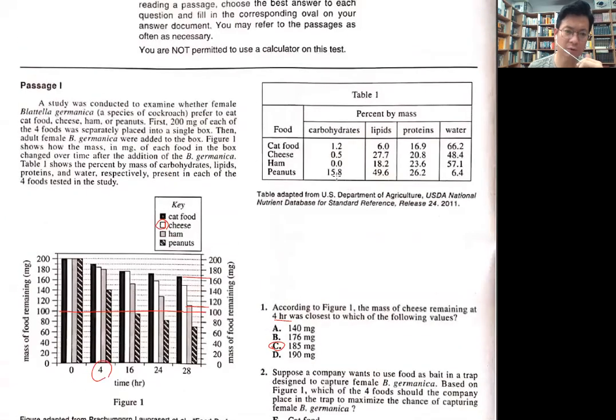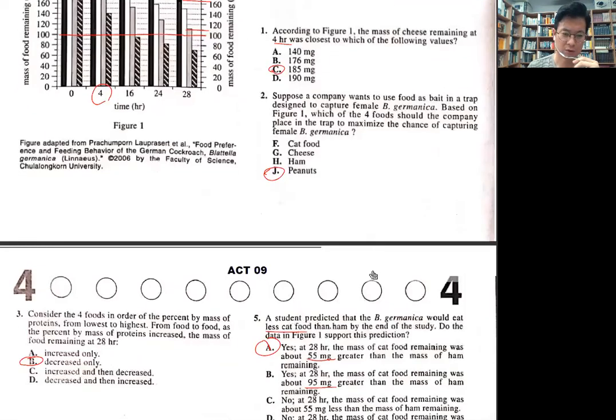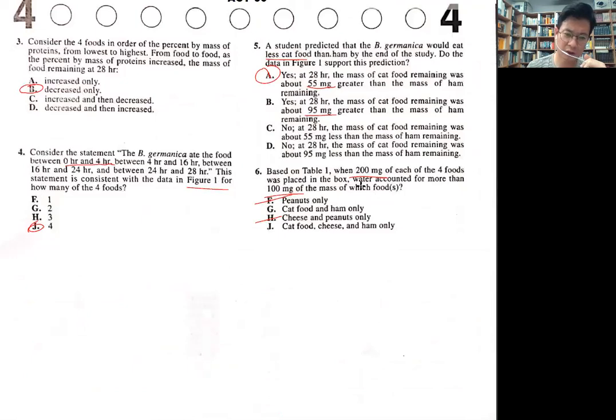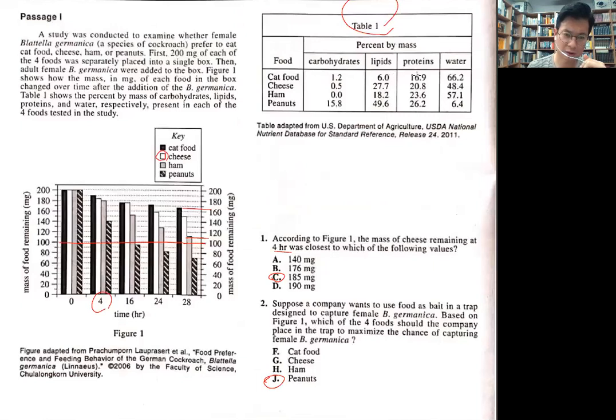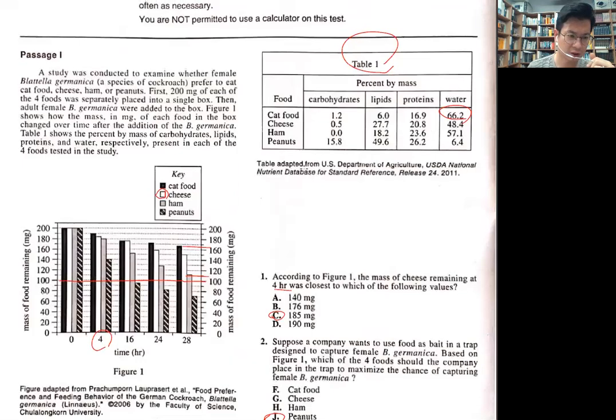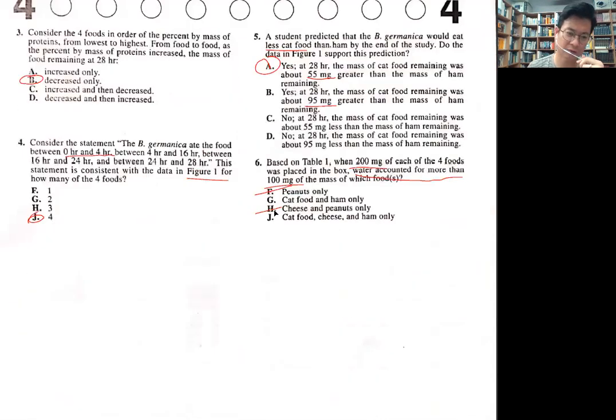Based on table 1, something that I didn't count is that water accounted for more than 100. First of all, it's more than half of it. This is out of 100, I think, so you have to multiply by 2. More than 100 is cat food and ham. Yeah, I was wrong. So G. I didn't really think about the water part.